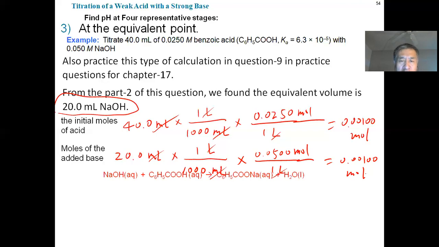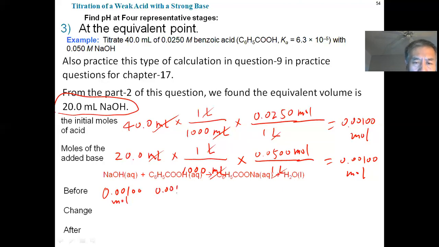So therefore, we write our reaction between the base and acid. So we have this equation. Then we will use our before, change, after. So before, we have 0.00100 mole of NaOH, 0.00100 mole of the benzoic acid, and 0 mole for that, which doesn't matter. So then the question is, who is the limiting reactant?